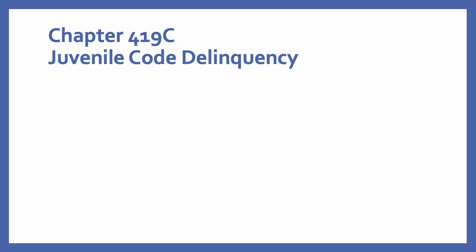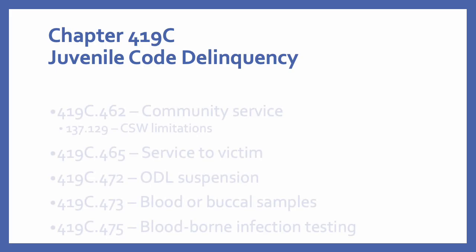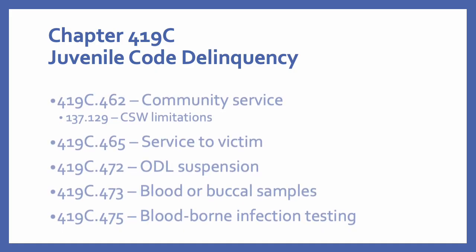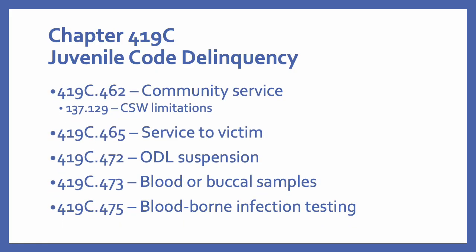Chapter 419C, the Juvenile Code Delinquency Continued. This includes 419C.462. Appropriate community service may be ordered as a condition, and community service limitations of hours per offense is in 137.129.